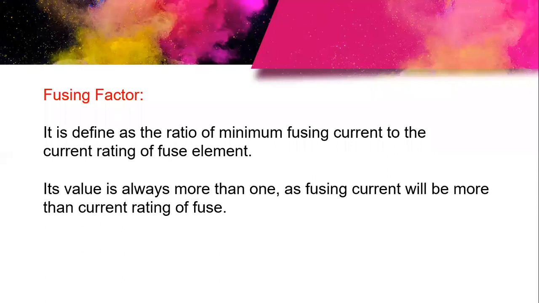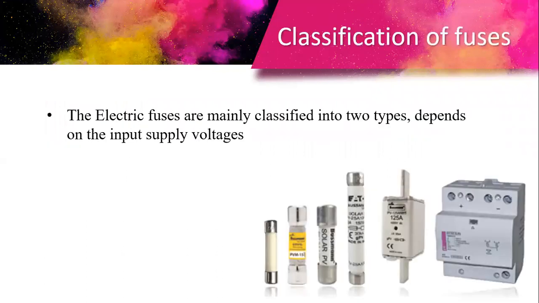So its value is always more than 1, because 5.1 divided by 5 is automatically greater than 1, as the fusing current will be more than the current rating of the fuse.